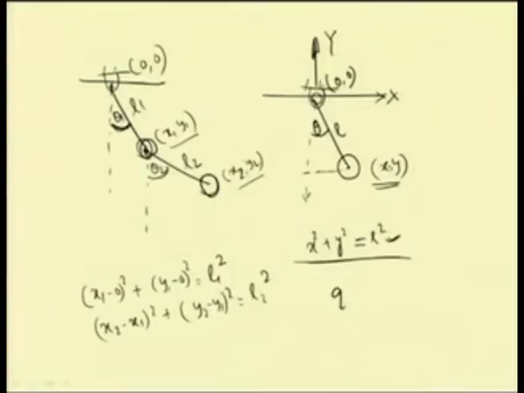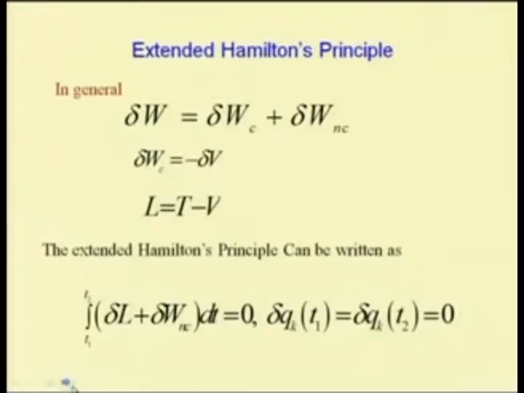So, representing the generalized coordinates by qk, we can write this Hamilton principle using generalized coordinates. Before that, we already know the total work done can be written as the work done by the conservative forces plus the work done by the non-conservative forces, and the work done by the conservative forces can be written as the negative of the change in potential energy. So, delta Wc can be written as minus delta V, and using this, L is the Lagrangian of the system.